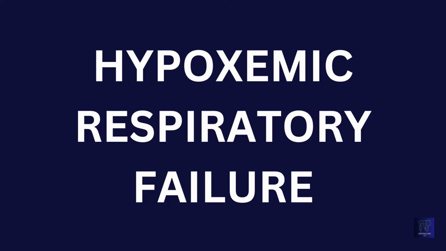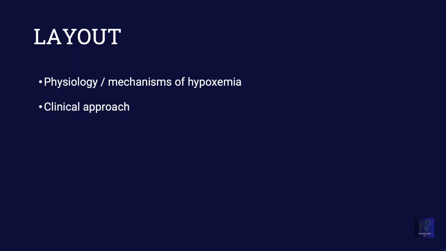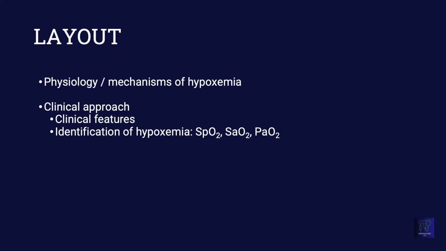Now let's move on to hypoxemic respiratory failure. I have organized this topic into the following headings. We will start with physiology and discuss the mechanisms of hypoxemia. Then we'll move on to the clinical approach, talk about clinical features. We will talk about different measures of hypoxemia. Then we'll talk about the etiology or differential diagnosis for hypoxemia. Finally, we'll go through a case for practice.